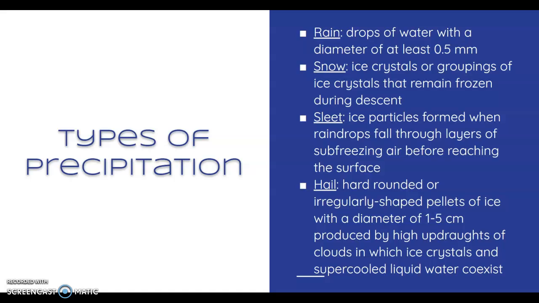Hail is hard, rounded, or irregularly shaped pellets of ice that are produced by high updrafts of clouds in which ice crystals and supercooled liquid water coexist. These have a diameter of approximately 1 to 5 centimeters. It's important to note that hail can only be found in unstable systems.